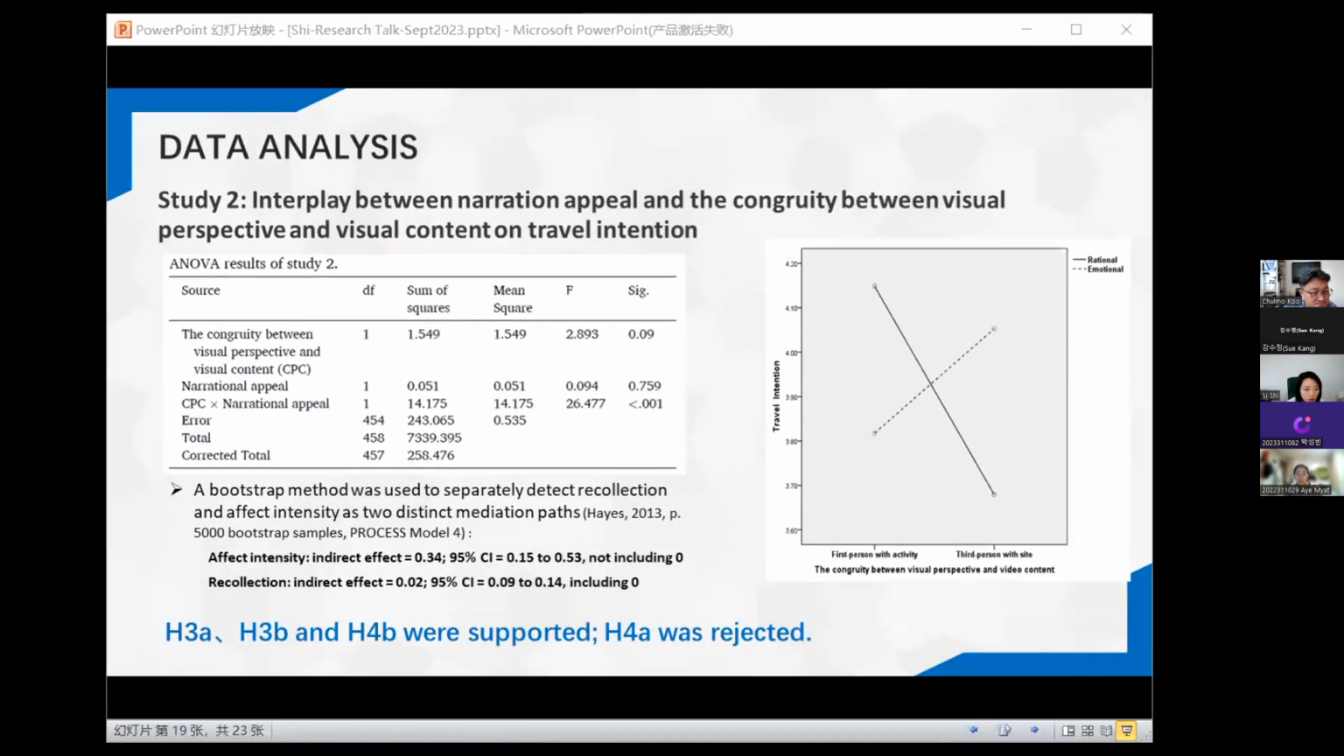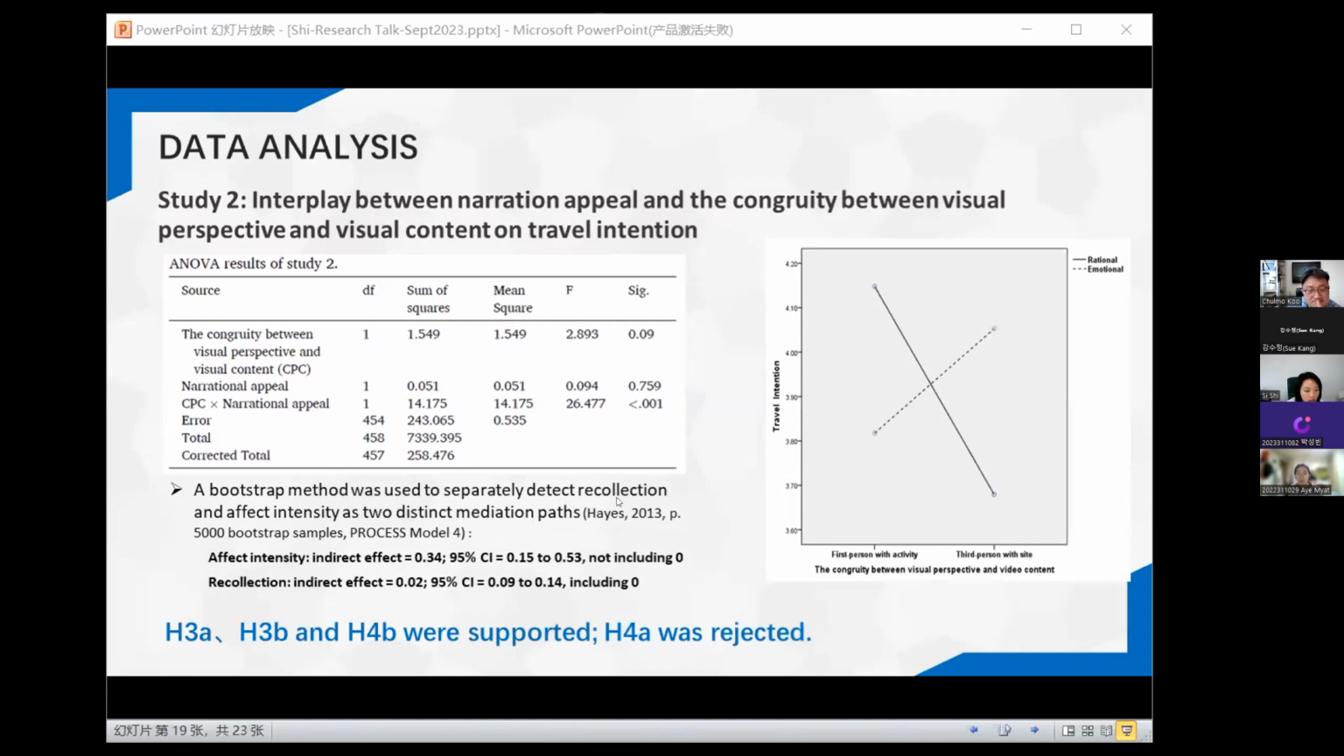Okay, and for study 2, we further analyzed the moderating effect of the narration appeal. As you can see, the moderation effect is also significant, with the rational appeal working better on the congruity between first person and the activity, and the emotional appeal working better with the third person with site content.